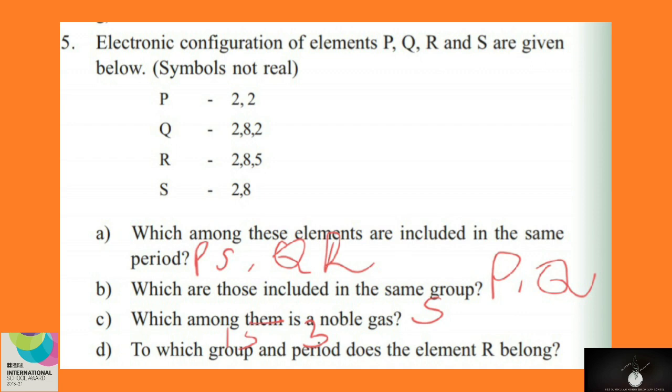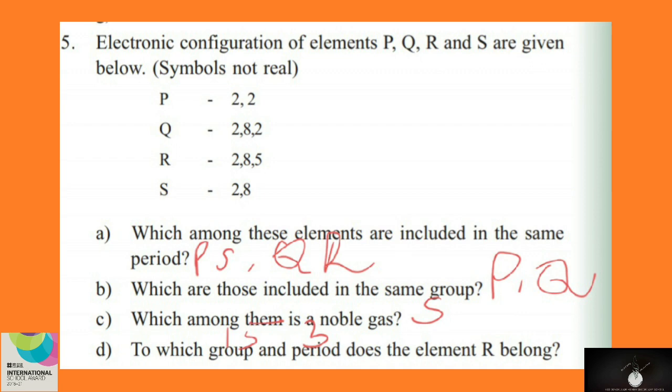Electronic configuration of elements P, Q, R and S are given below. So look at the configurations. Yes, P is 2,2, Q is 2,8,2, R is 2,8,5 and S is 2,8. Which among these elements are included in the same period?